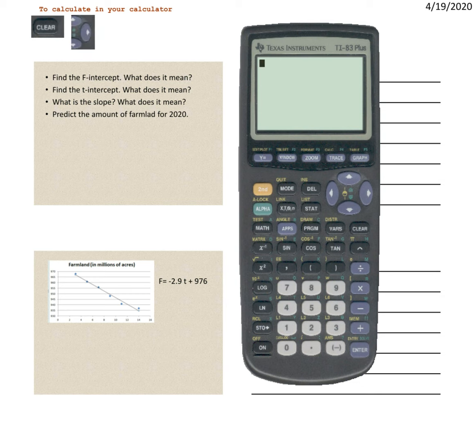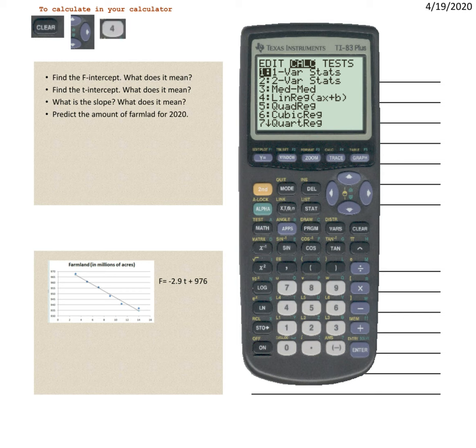And now we want to push stats. Once you go to stats, go to your arrow keypad to the right. So stats, arrow keypad, once again, by going to the right. And you'll see at the top, it's the option of calculate. We're going to go to the option of linear regression. That's option number 4. So option number 4.